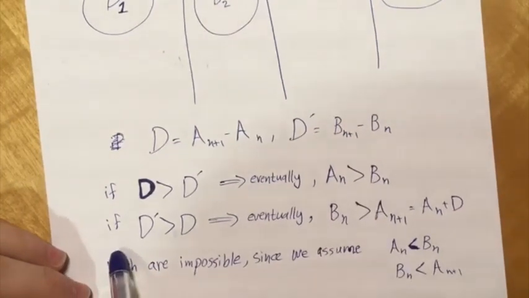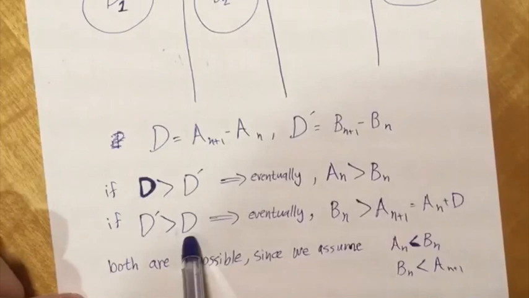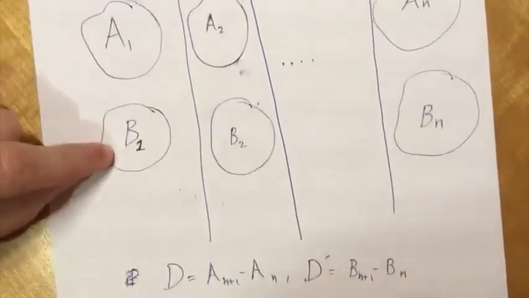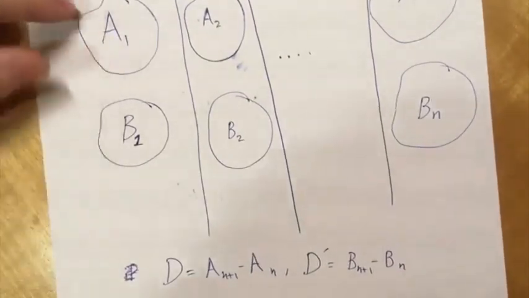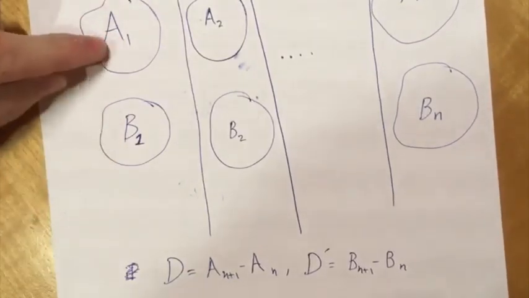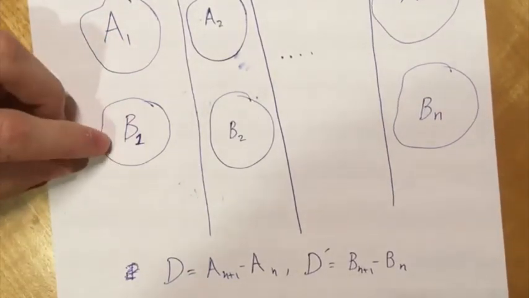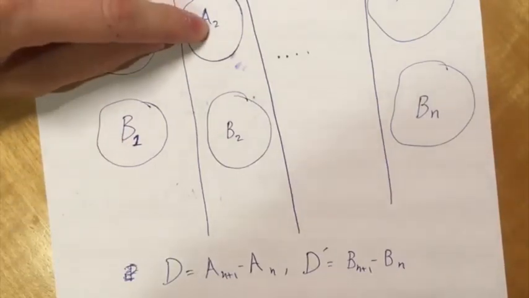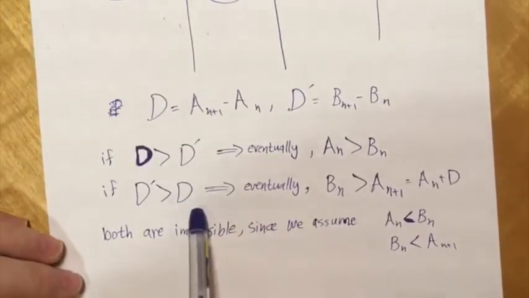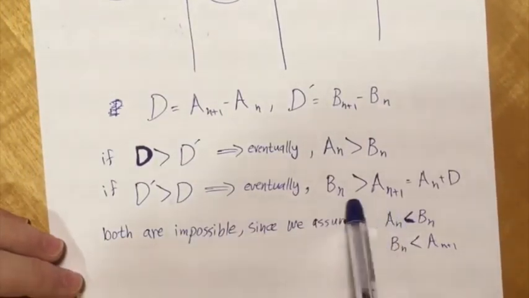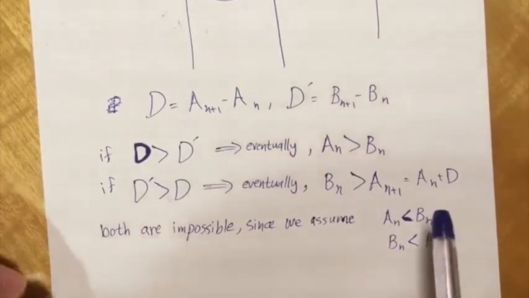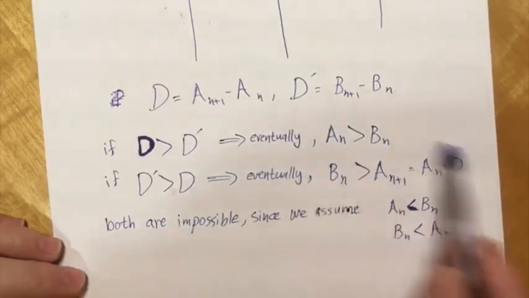On the other hand, if your friend is getting more money than you, then eventually not only will they have more money than you, they already do have more money than you, but they'll have much more money than you. Tomorrow is going to be even more than you have. In particular, if D prime is bigger than D, then eventually Bn is bigger than even An plus 1, which is An plus D.